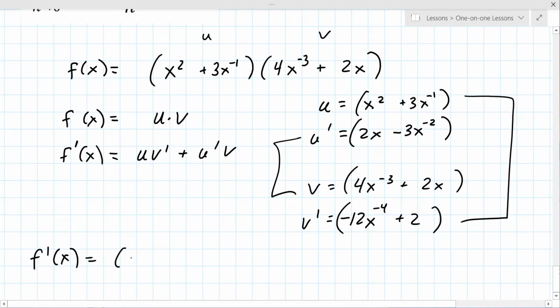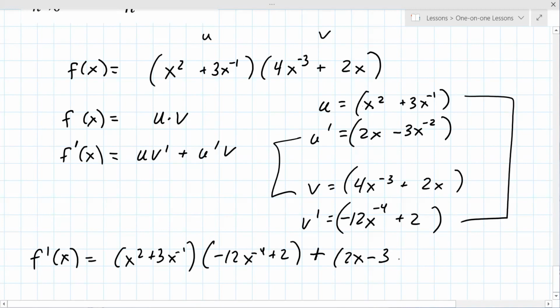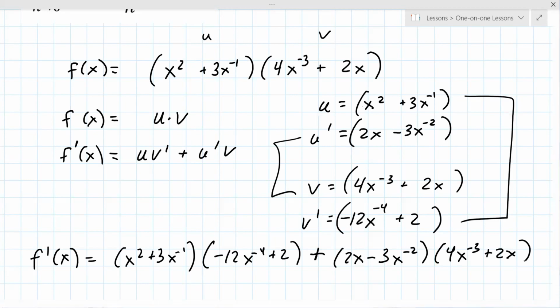x squared plus 3x to the minus 1. That's my u. I'm going to pair it with this thing: minus 12x to the minus 4 plus 2. Then I'm going to put this plus symbol. I'm running out of room, so I'm going to come down here. u prime: 2x minus 3x to the minus 2. That's u prime times v: 4x to the minus 3 plus 2x. And then just leave it like that. There might be one question where it says to simplify, but it wouldn't be this complicated.